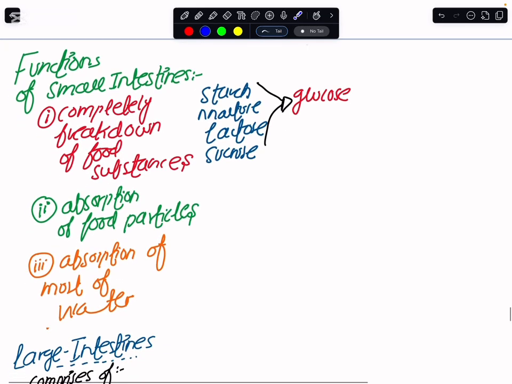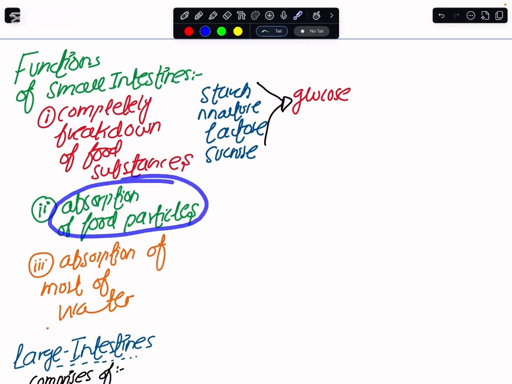The other role which the small intestine is rendering is that it brings about the absorption of the food particles as well. Because as we have seen in the case of the villi, they have adaptations that allow them to absorb the food particles.